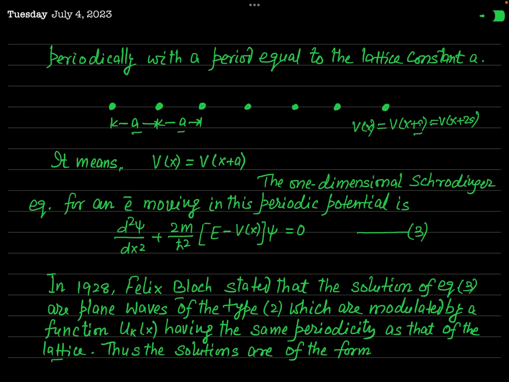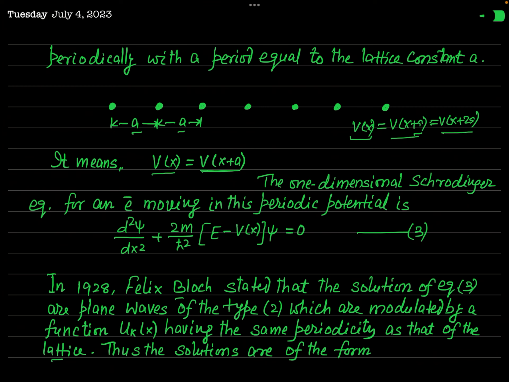In this case the periodicity of the lattice is A, and so the periodicity of the potential V of x will also be A. And if you say that V of x has a period equal to A, what does it mean? It means V of x is equal to V of x plus A, it is equal to V of x plus 2A, it is equal to V of x minus A, and so on. Okay, so since our potential is periodically varying and its period is A, we can write V of x equal to V of x plus A.